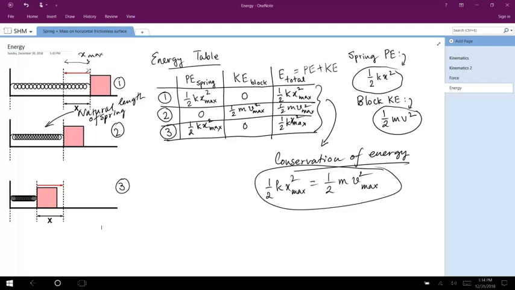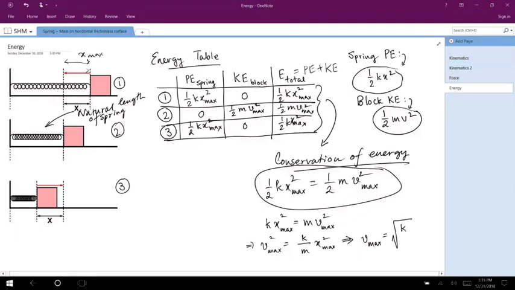We can further simplify our conservation of energy expression. We can first get rid of the 2's from both sides of this equation, and so that will give us K times x max squared is equal to m times V max squared. And then I can rearrange this equation and write V max squared is equal to K over m times x max squared. And finally, if I take a square root of both sides, then I get V max is equal to square root K over m multiplied by x max.